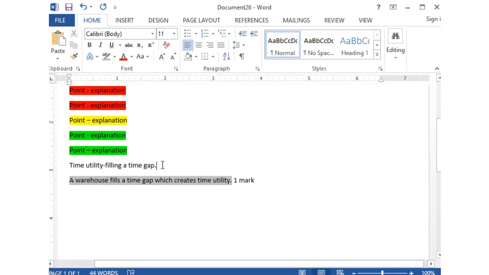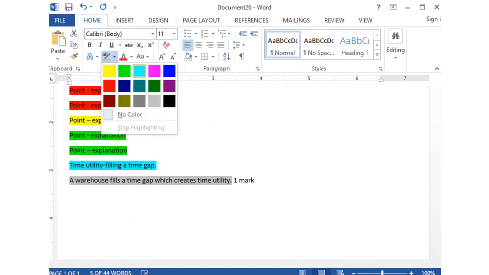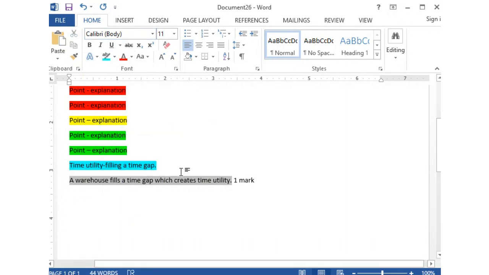But suppose you just make it as easy as this one that I will highlight here in blue. This one here is this blue, or whatever this color is, looks like turquoise. So time utility, hyphen, you put a hyphen here. This is the hyphen I am putting in purple. Time utility, hyphen, filling, the warehouse fills a time gap. The warehouse fills.